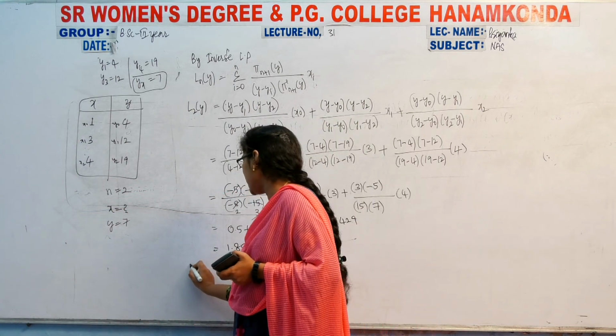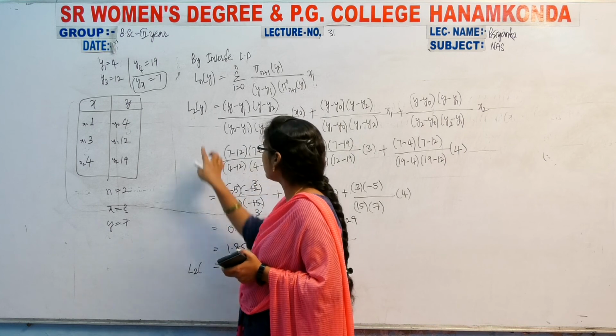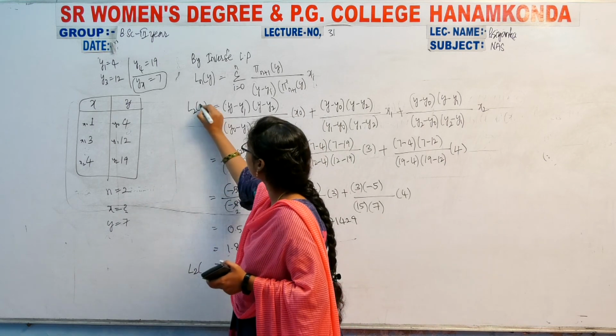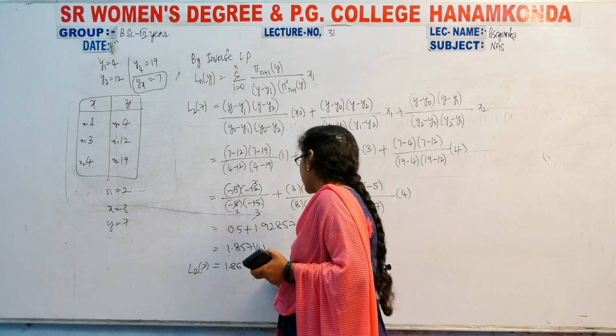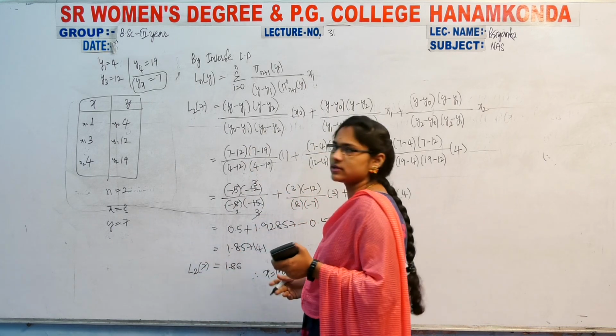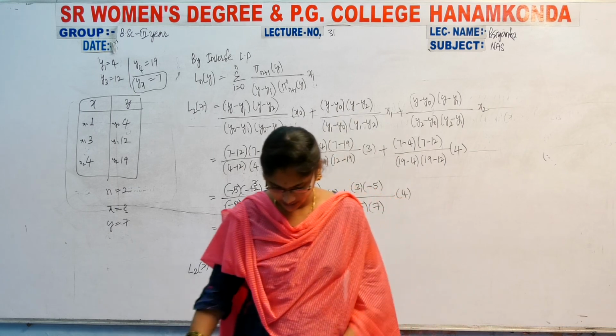Now simply here L2 of, what is y here? Y is nothing but 7. So L2 of 7 is nothing but 1. Therefore x is equal to 1.86. Okay, so like this you have to calculate.